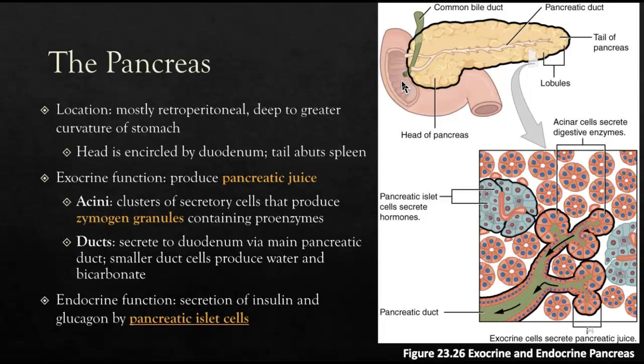And we do have some smaller duct cells that will produce water and bicarbonate in order to neutralize the acidic chyme that could enter the duodenum. The endocrine function of our pancreas is going to be its ability to secrete insulin and glucagon by these pancreatic islet cells.